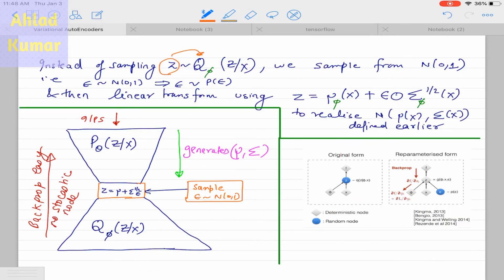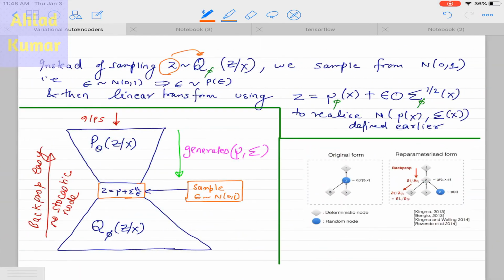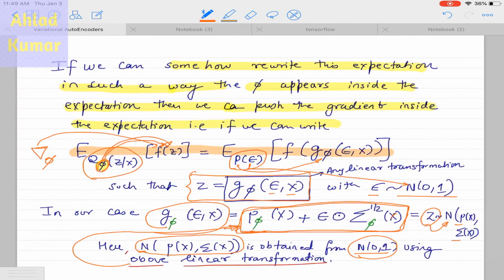Instead of sampling z from this q phi function, which was earlier the case, what we are doing is sampling from a Gaussian random variable of 0 mean and unit variance, that is epsilon naught is sampled from this. Then we are linearly transforming this epsilon naught to obtain z, so that the transformation realizes a Gaussian random variable having arbitrary mean and covariance sigma. So this is just another way of saying what I have just said here.